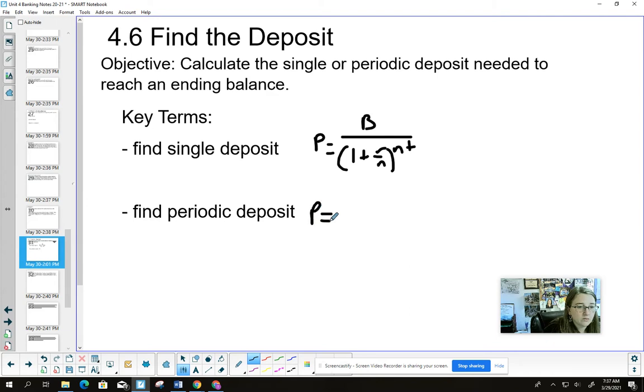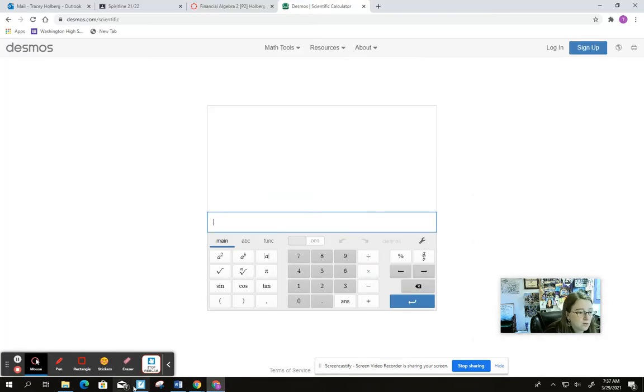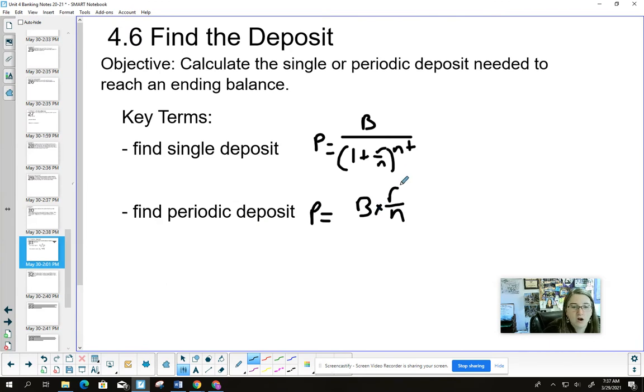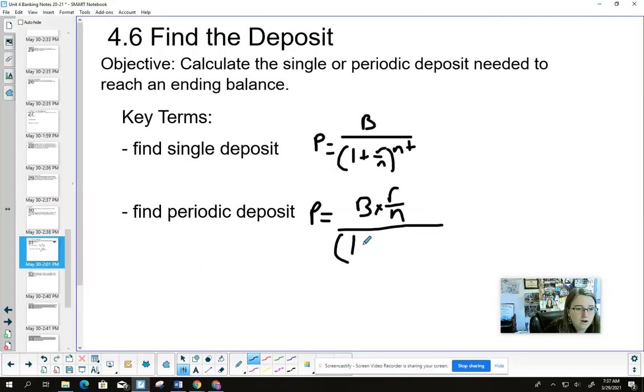Or it's P equals, let me make sure I got this. I want to clarify this here. This is B times R over N. If you have the formula sheet, it says B R over N, and that might look like a mixed fraction. It's not. That does mean B times R over N. I really meant to rewrite that. All over, is it double parentheses or single parentheses? Single parentheses, yep. 1 plus R over N to the NT minus 1.